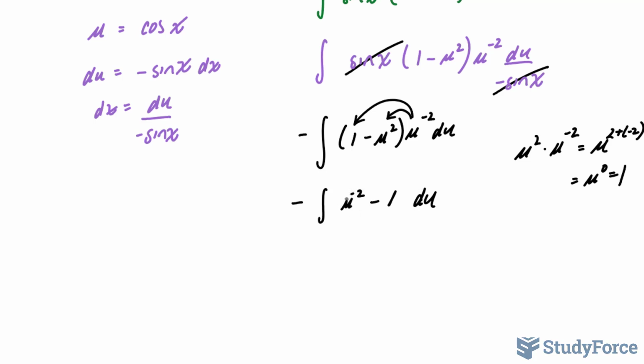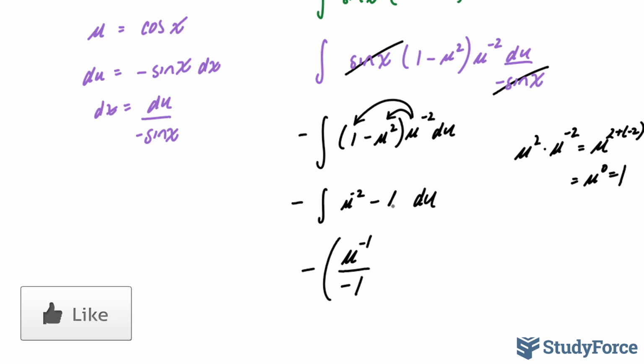Now I can finally take the integral of both of these terms. The integral of this is easy. Add 1 to negative 2 and put this number underneath. And the integral of 1 is simply u plus c.